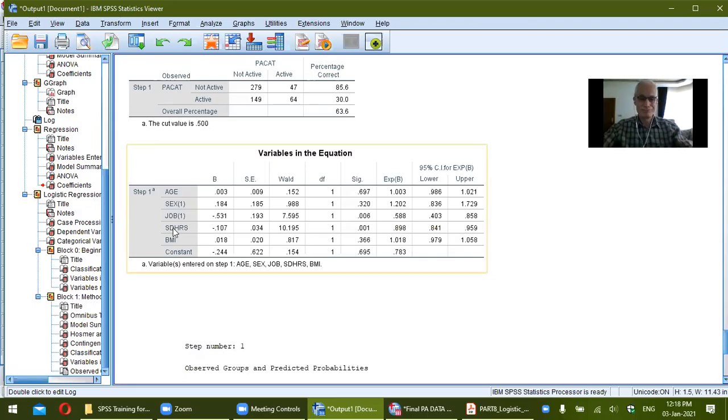And again here, sitting hours was significant. So of course here the variable means that the less sitting, the more active you are.